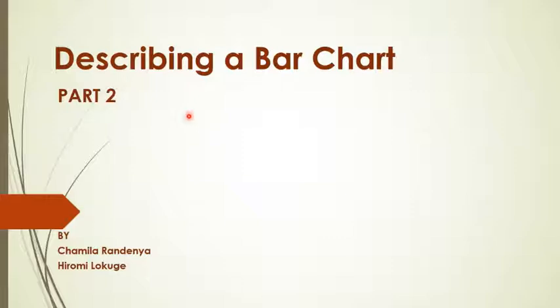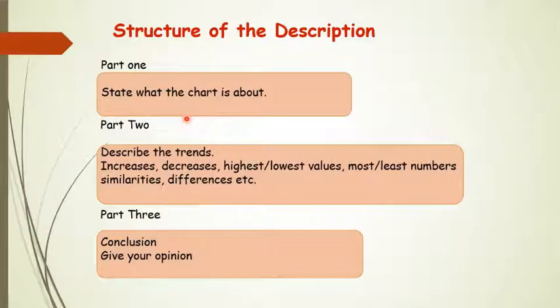Right. First, let's talk about the structure of the description. The structure consists of three parts. I normally call them part 1, part 2, and part 3. In part 1, that's your first paragraph, you have to state what the chart is about. Simply, you have to write what the chart is about.